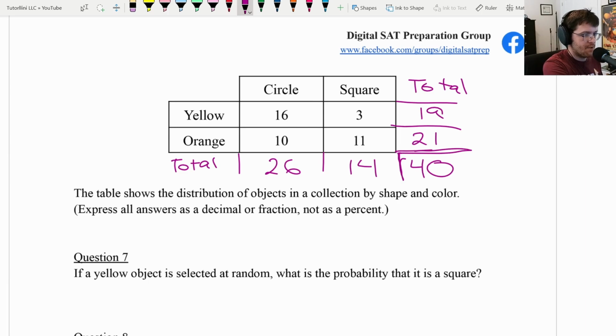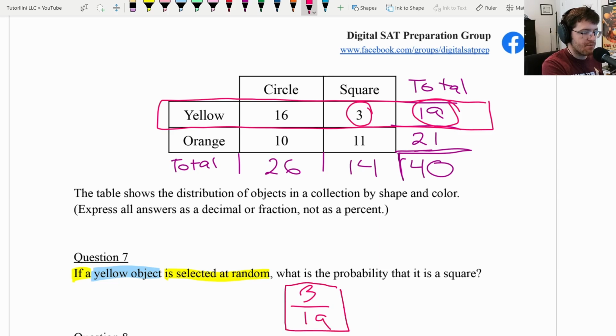Okay, now we're ready to answer the questions. So we see these keywords here. If a blank is selected at random, okay, so the target group is a yellow object. So we're going to put a big box around the yellow row. Let me get a really bright color so you guys can see. And we want the probability that it's a square. So we desire it to be a square. Just look inside that box. There are 3 squares out of a total of 19. So the probability for number 7 is 3 over 19.